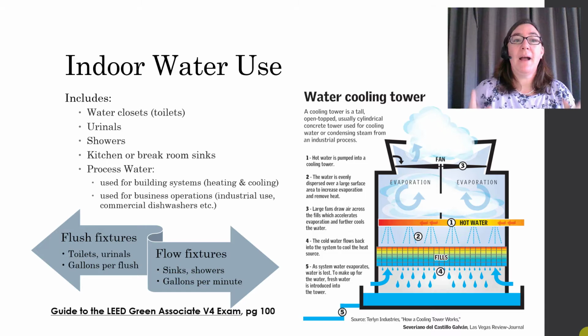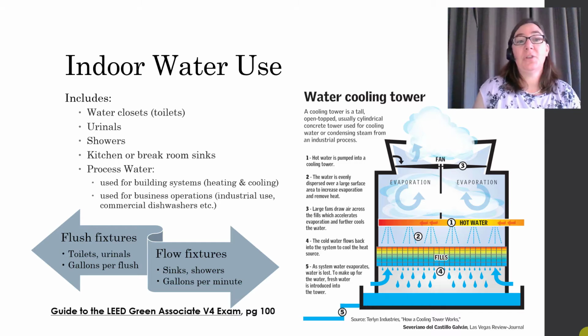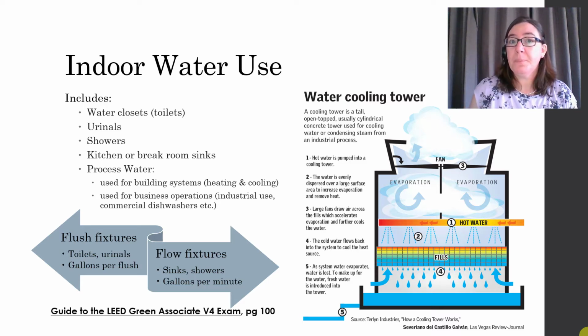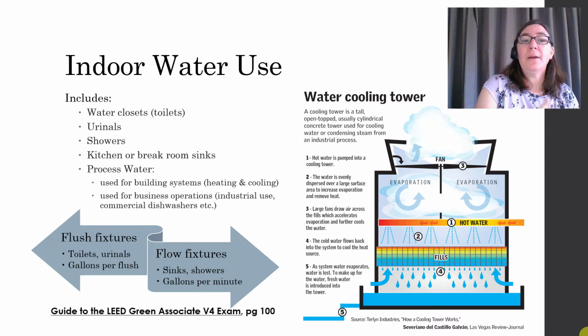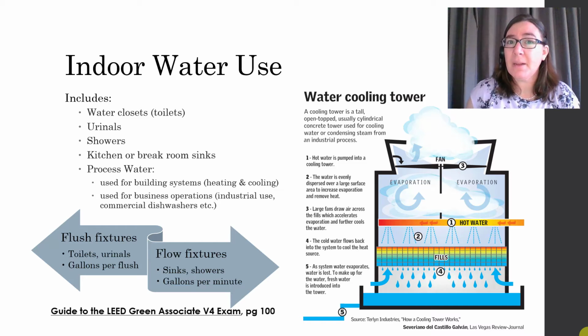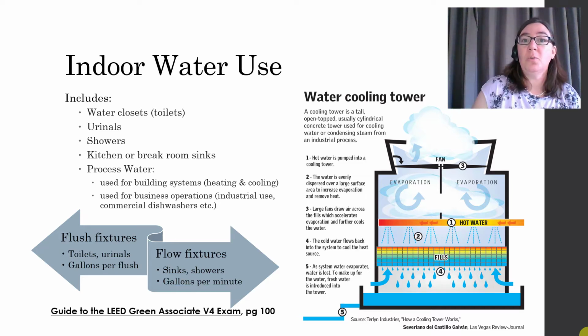So let's start out by talking about indoor water use. This is going to include your typical fixtures. We've got toilets, urinals, showers, sinks. It also includes something you may not have heard of before, and that's process water. What's process water? It's water used for building systems such as heating and cooling, and also for business operations. And this is typically going to be industrial use, and it includes things like commercial dishwashers, commercial washing machines, and other equipment.